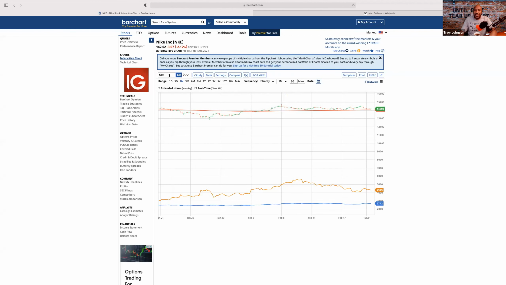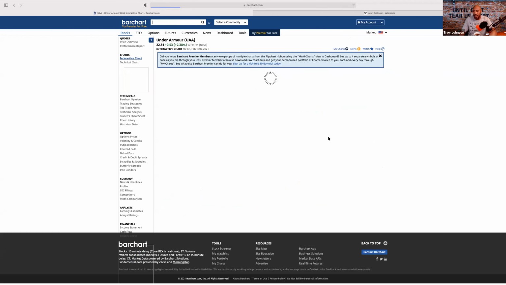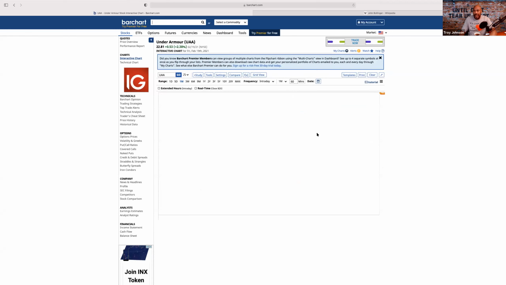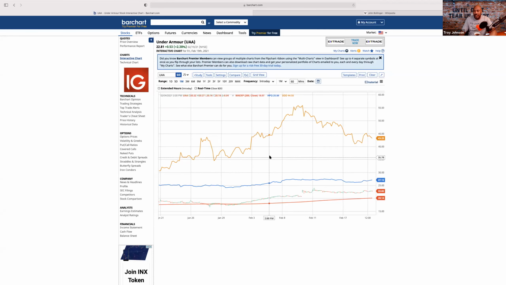All right, so look at that. Let's look at Under Armour. Where's Under Armour? It's above, guys, over the last month. So Under Armour is doing something. Do you trust it from its long-term history?